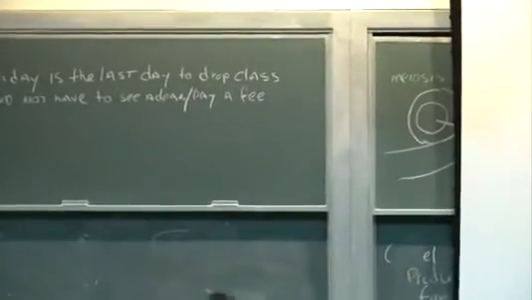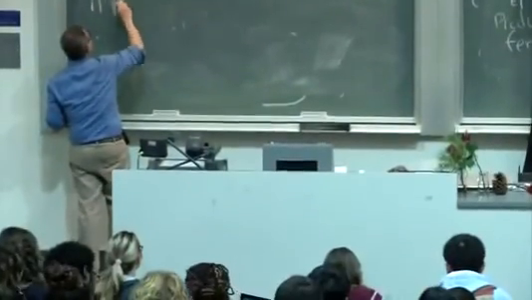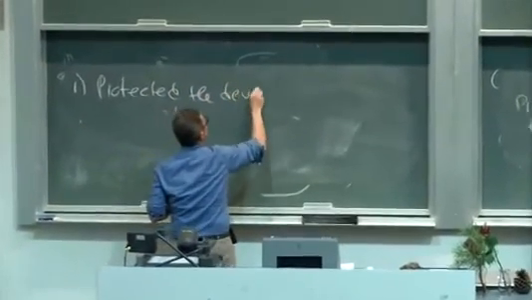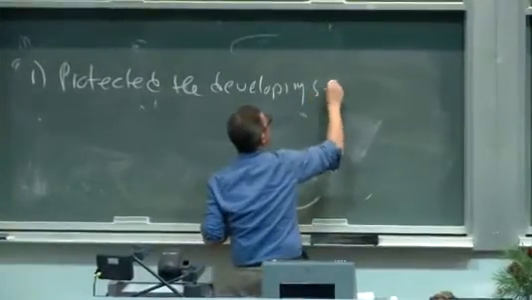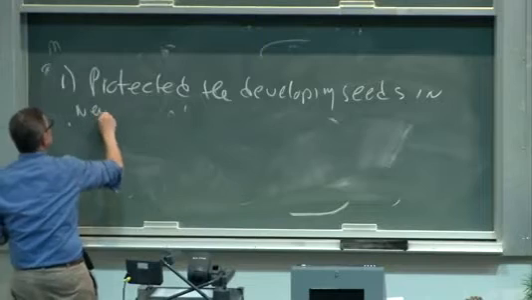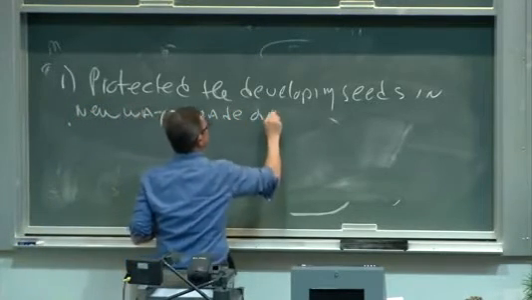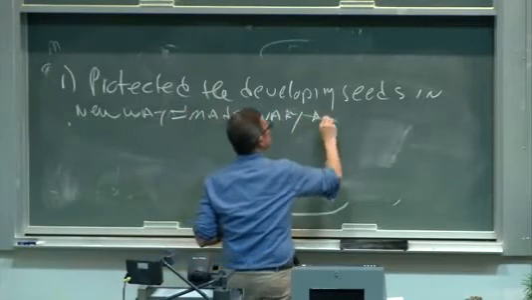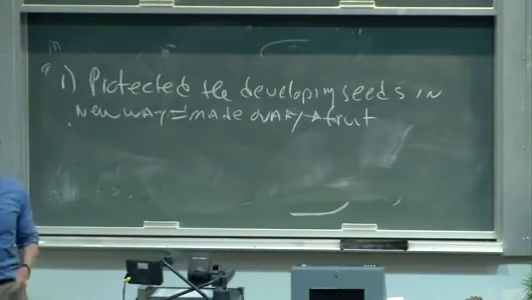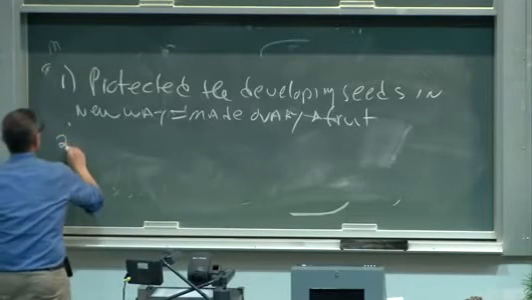And those two reasons are, number one, they protected the developing seeds in a new way. That is, they made the ovary, which develops into the fruit. And the second big advance of the angiosperms, and we're going to dwell on this advance in a moment, is that the angiosperms made the flower.